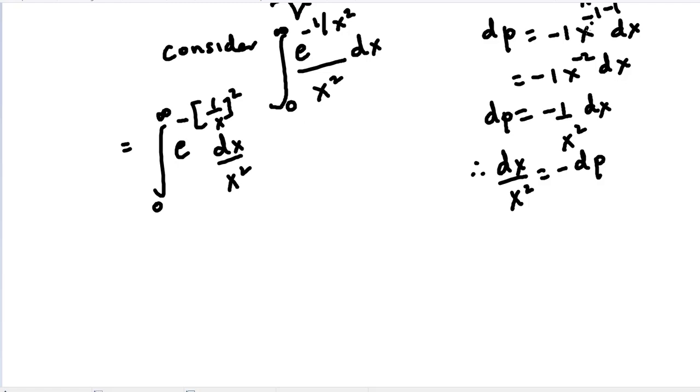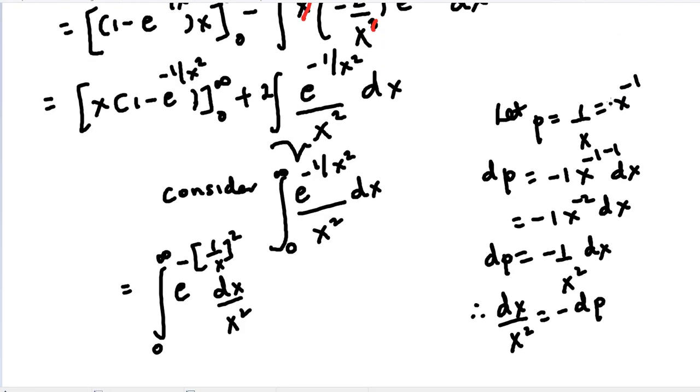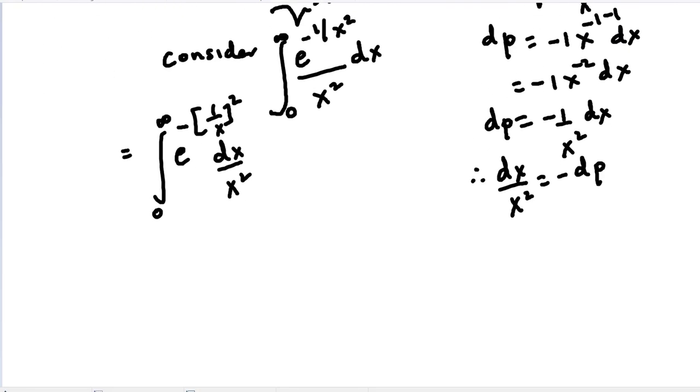Now 1 over x is taken to be p, so substitute that value. So this is equal to the integral from 0 to infinity of e raised to the power of negative p raised to the power of 2, and dx over x squared is dp. So place the dp there. It has a negative sign, so place the negative sign there.